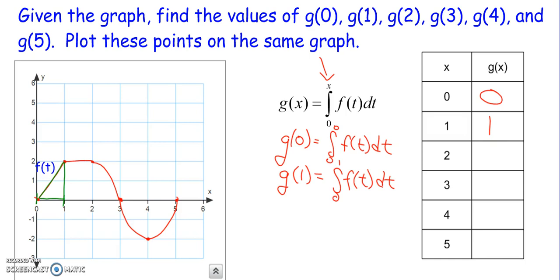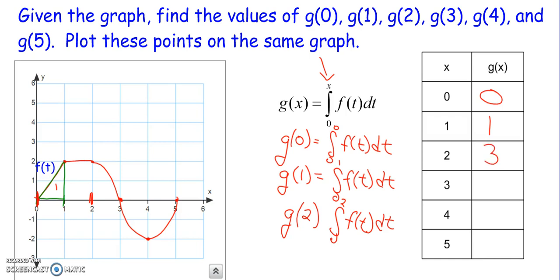Okay, well, if I switch this and I try to find g of 2, the area under the curve from 0 to 2. Okay, so if I go from 0 to 2, that starts here at 0, it ends here at 2. I already know this green triangle has an area of 1. I'm really introducing what new shape? A rectangle. And that rectangle has an area of 2. So total area from 0 to 2, 3. Does everyone agree so far?